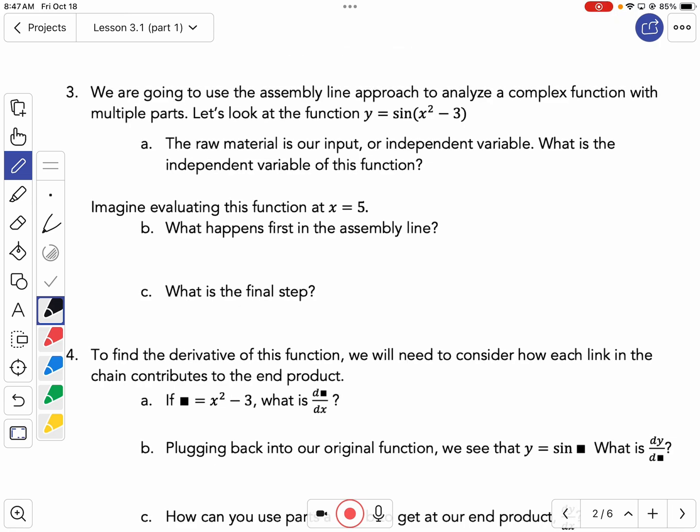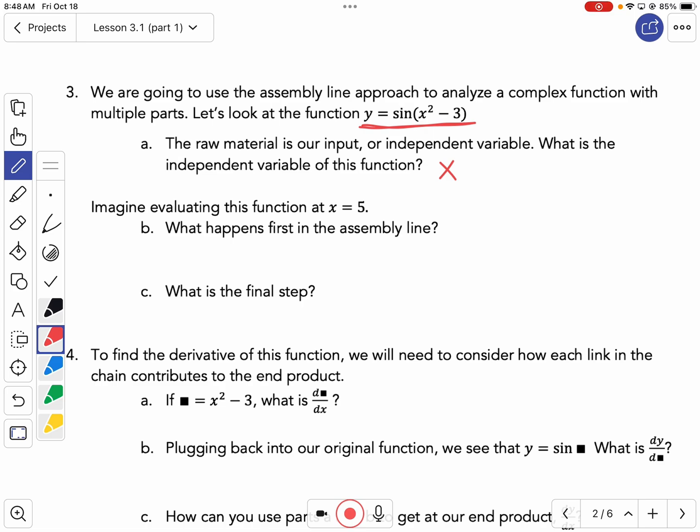So the raw material is our input or our independent variable. If we're looking at that function, what would be our independent variable? It is x. It is our independent variable. It's what we're going to plug values into. It is our input.